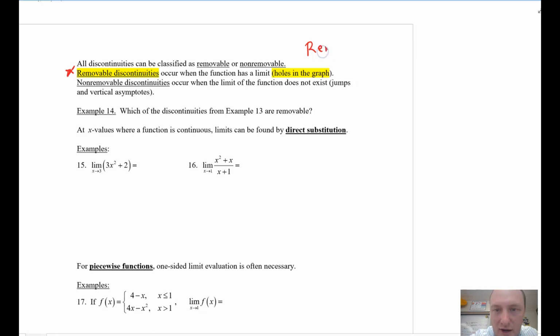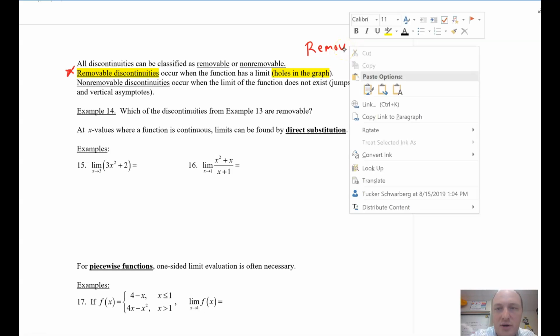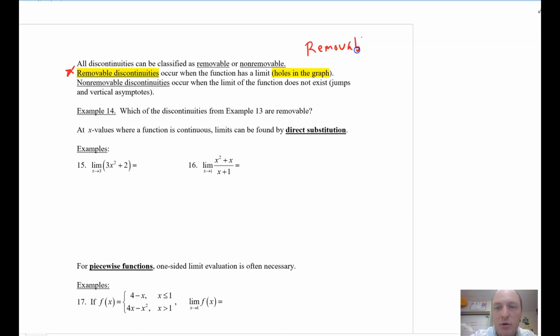So I'm going to write this here. I suggest you write this. Removable equals a hole.